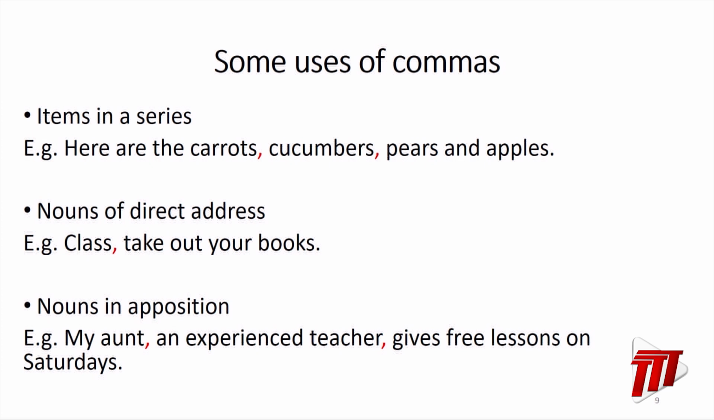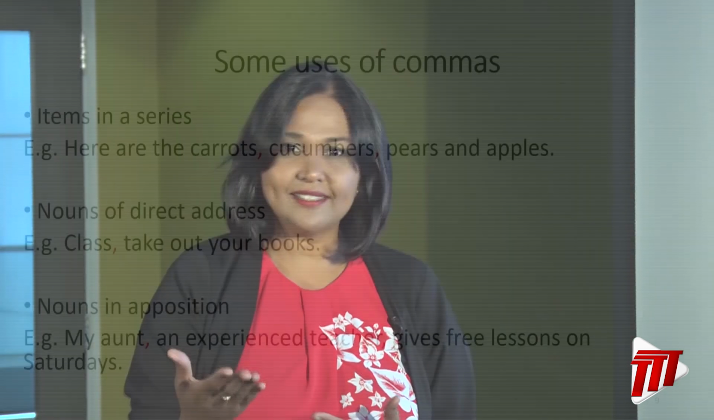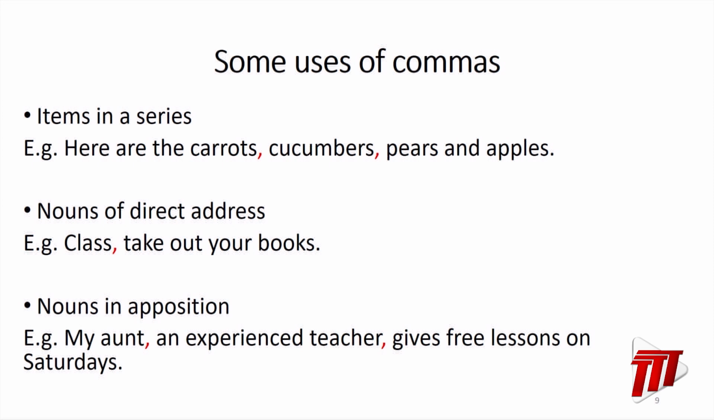We use commas after nouns in apposition. What do we mean by nouns in apposition? Nouns in apposition simply mean nouns that are side by side, a noun or a noun phrase. And these nouns identify each other. For example, my aunt, an experienced teacher, gives free lessons on Saturdays. So my aunt, comma, an experienced teacher, comma, these are two nouns in apposition, and they identify each other. My aunt, who's an experienced teacher.